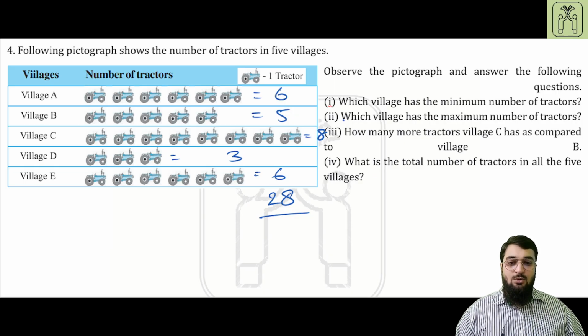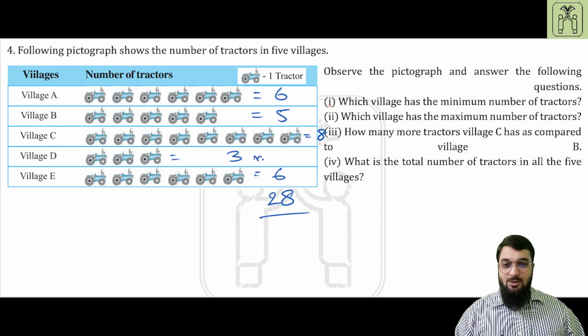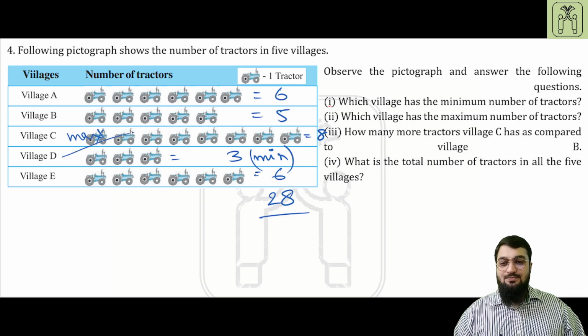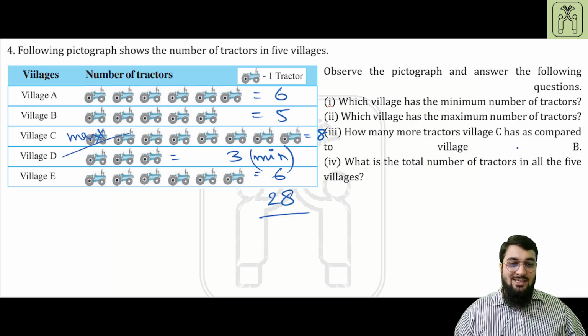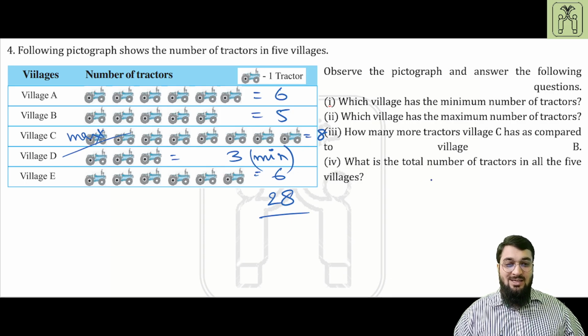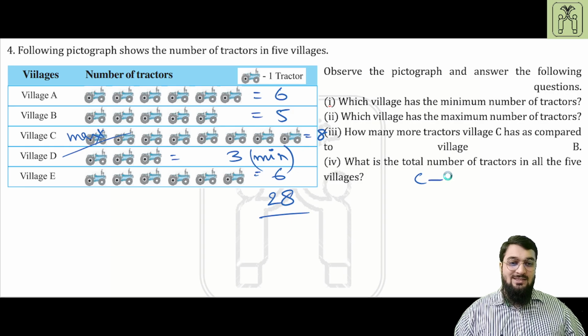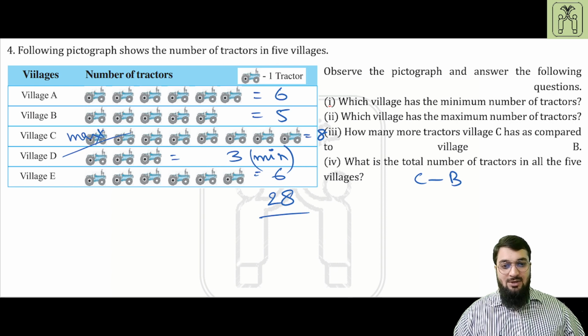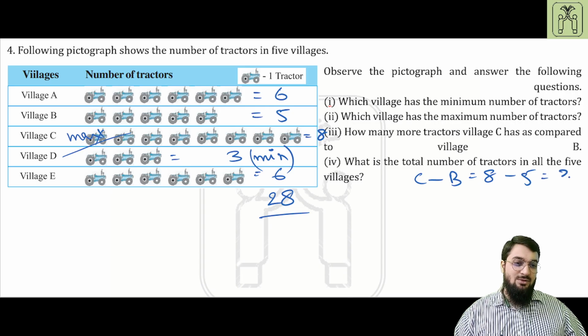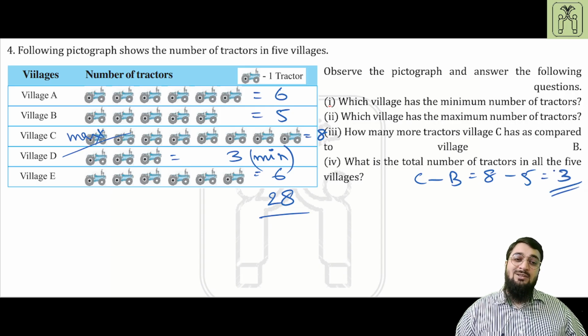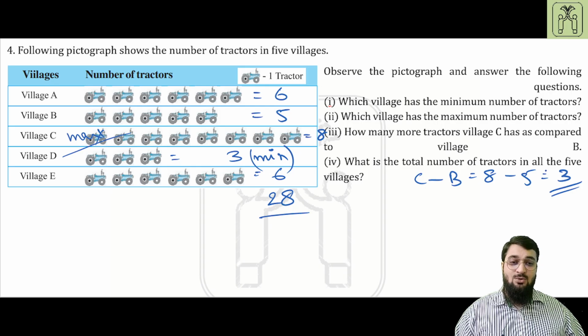Part 1 and part 2 can be mentioned as the minimum one will be this one, and the maximum one will be village C. How many more tractors village C has as compared to village B? So that is the comparison, and that can be done by just doing C minus B, that is subtracting B from C, and that will give you the answer that 8 minus 5 is equal to 3. So total number of tractors village C has as compared to village B that are more are 3 tractors.